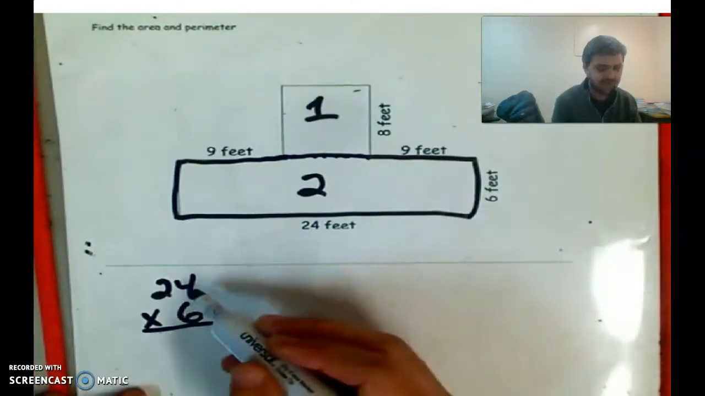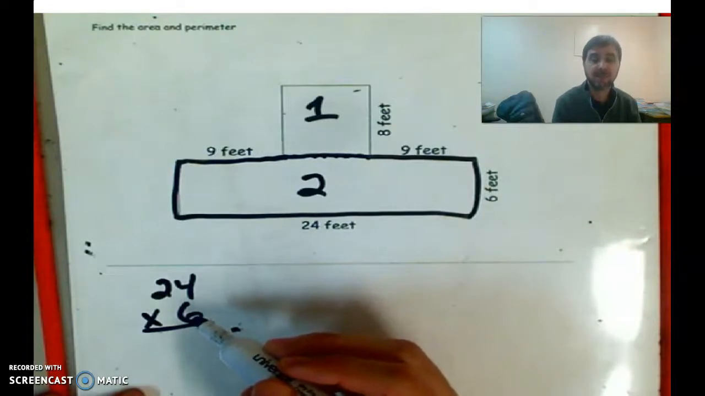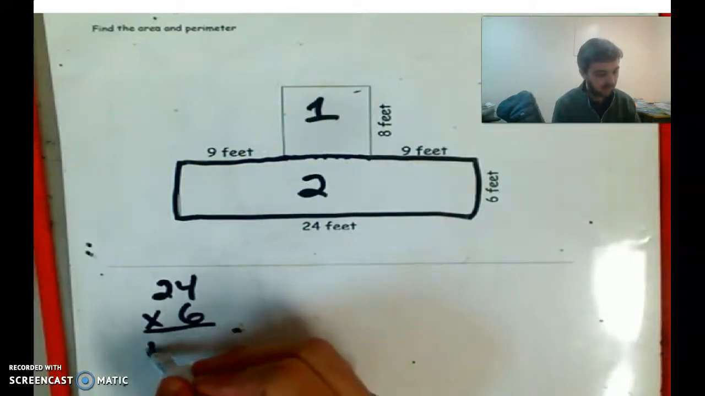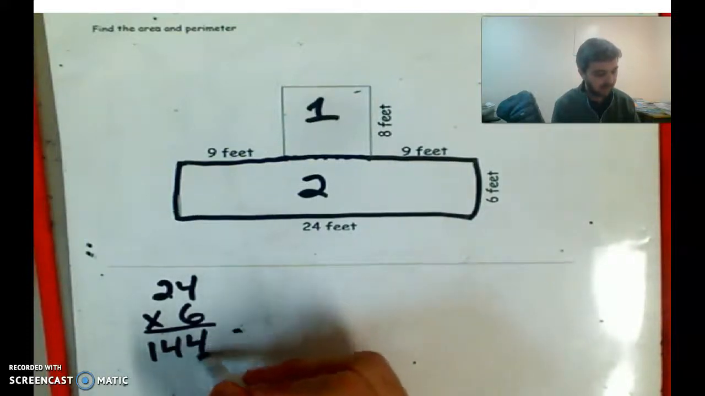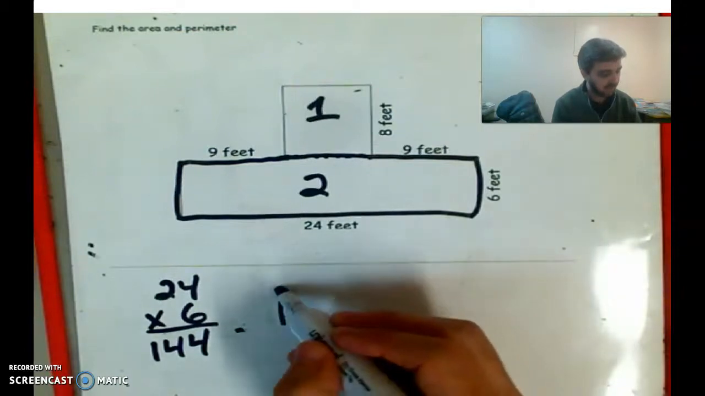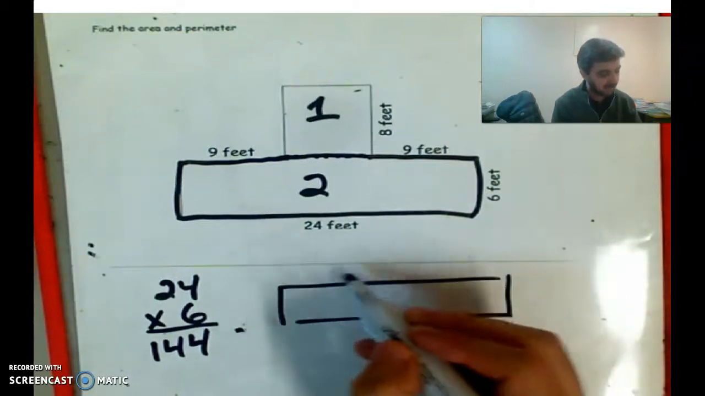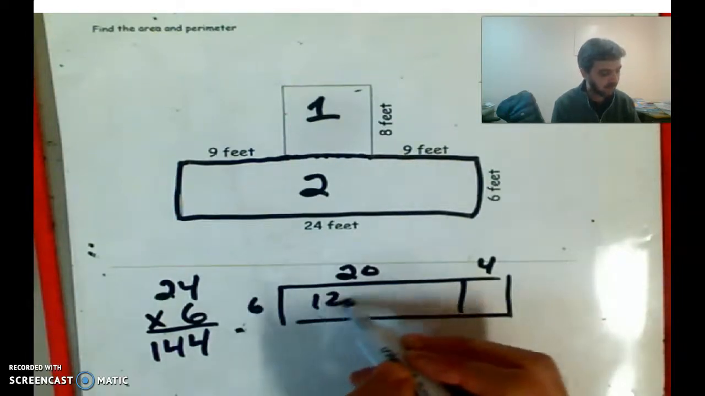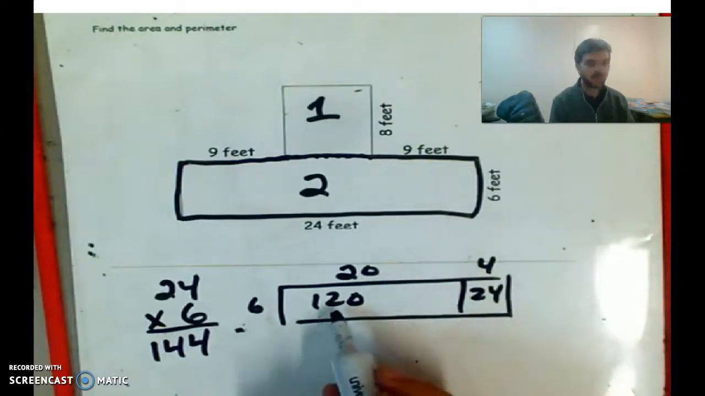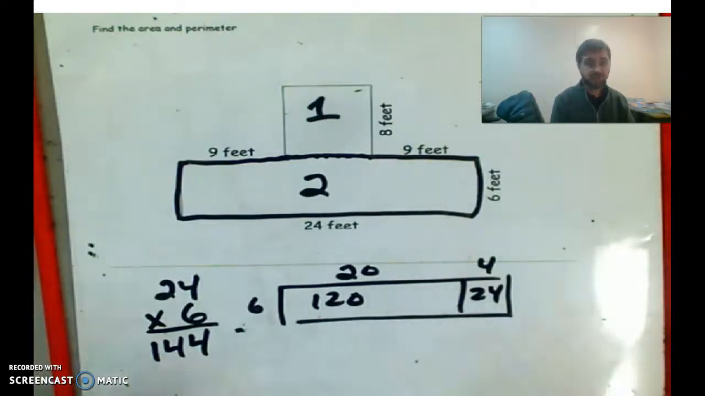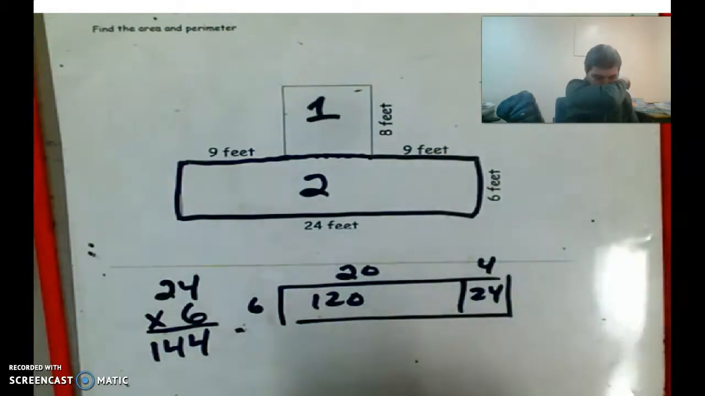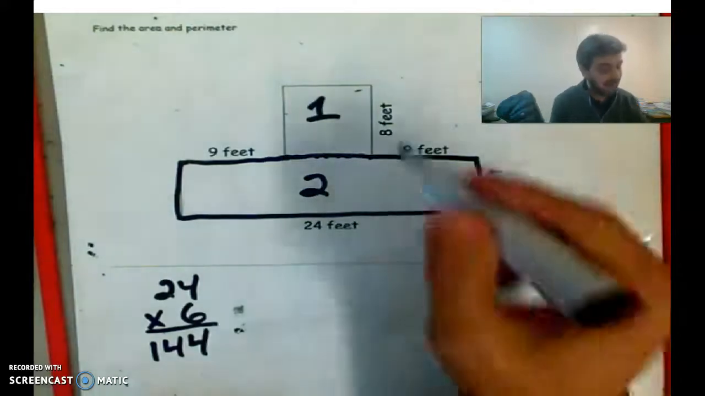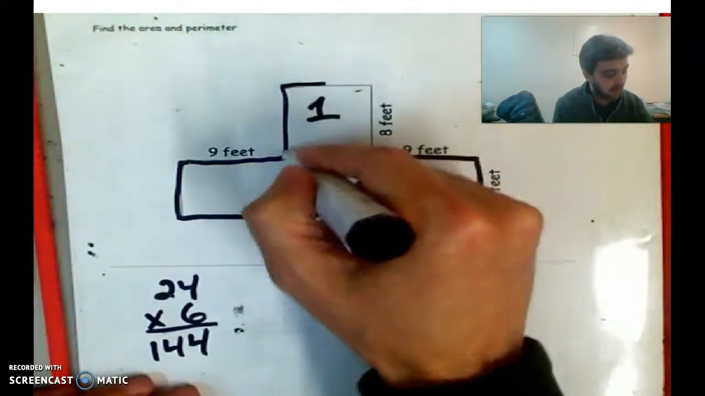I know that 25 times 6 is 150. So if I take away a 6, that gives me 144. Okay, or you could have done it, let's see, 24 times 6, that's 120, that's 24, and 120 plus 24 is 144, okay? But we're not done, because we have to find the area of rectangle number 1.